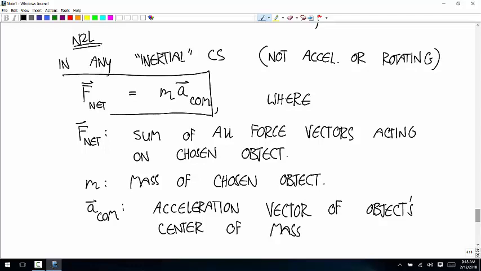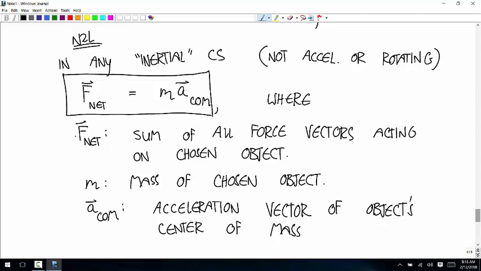Okay, so Newton's second law is, you've heard F equals ma before, and that's Newton's second law, but there's some subtleties to it that you have to remember to use it right. This is the most important equation in this class. We use it in almost every problem from now on.